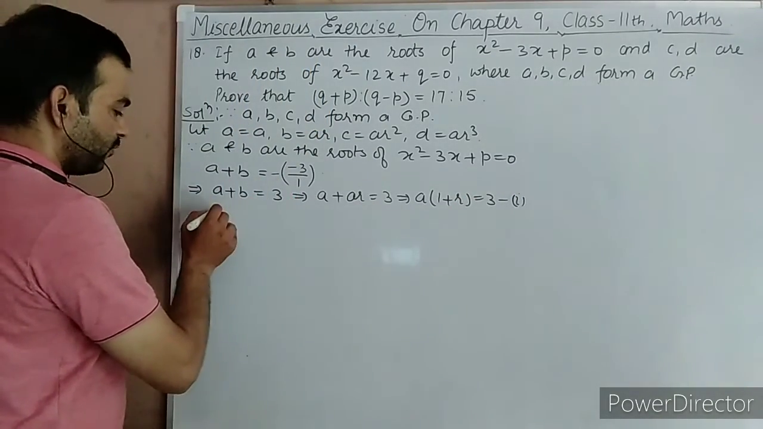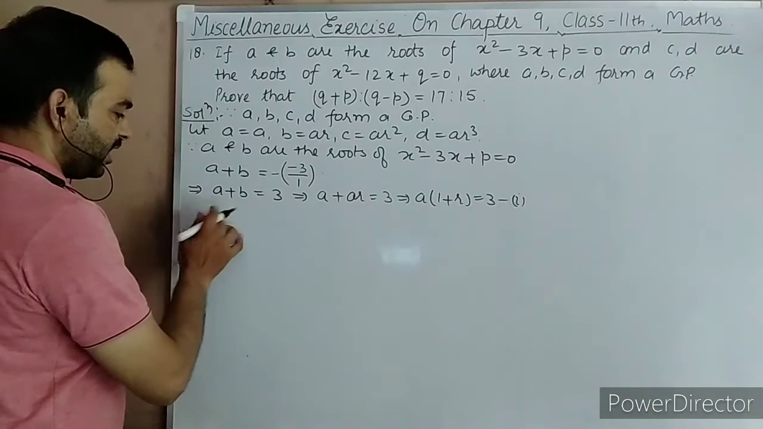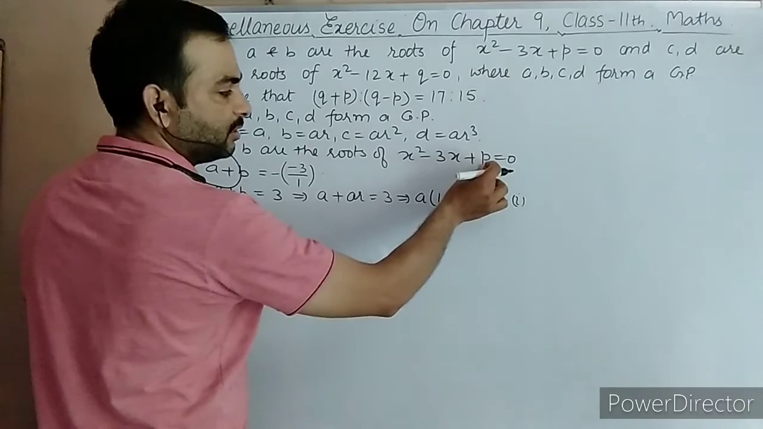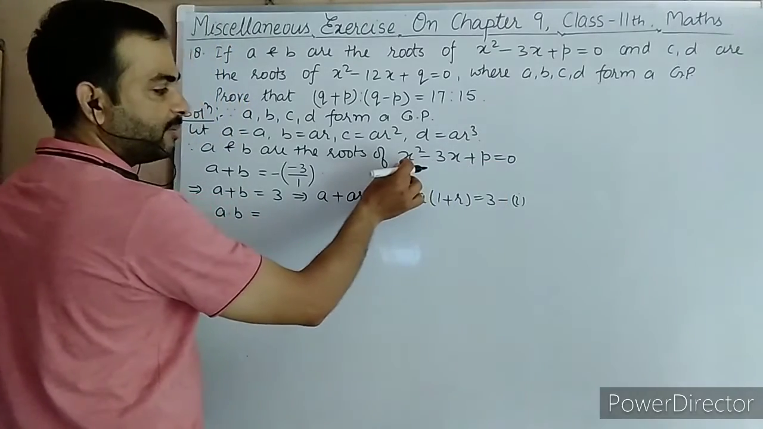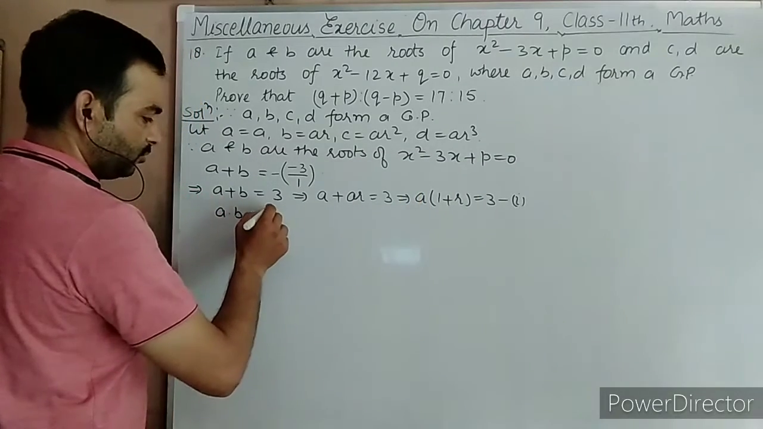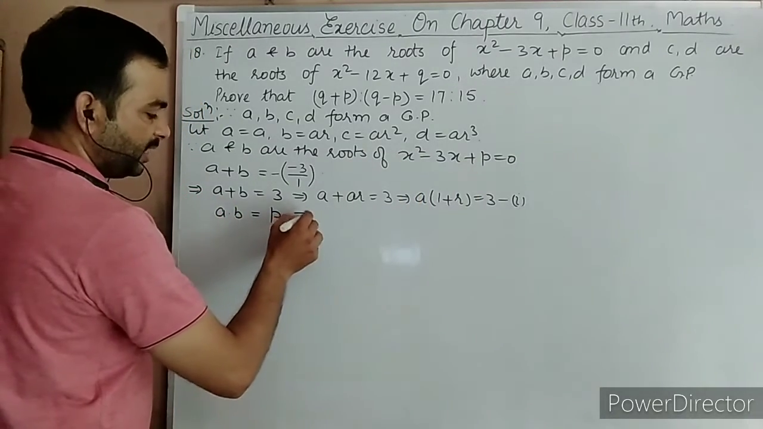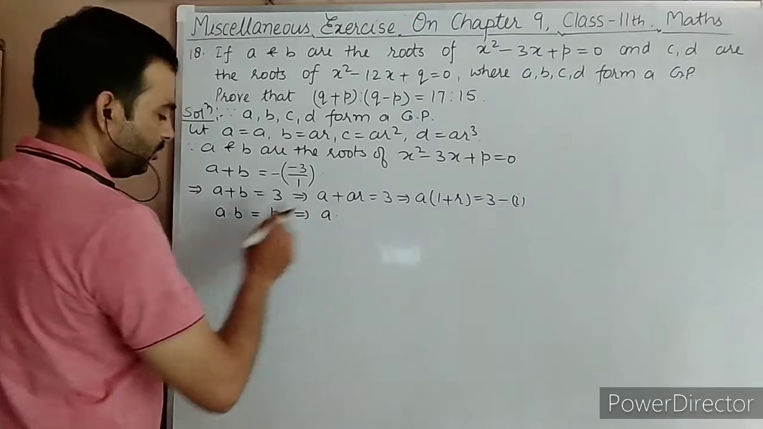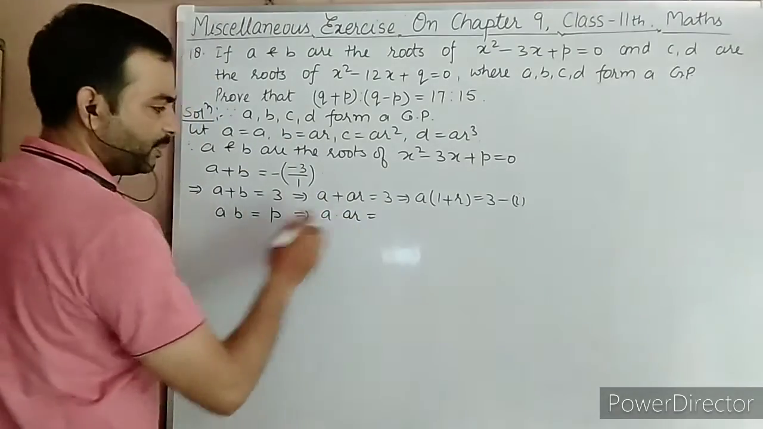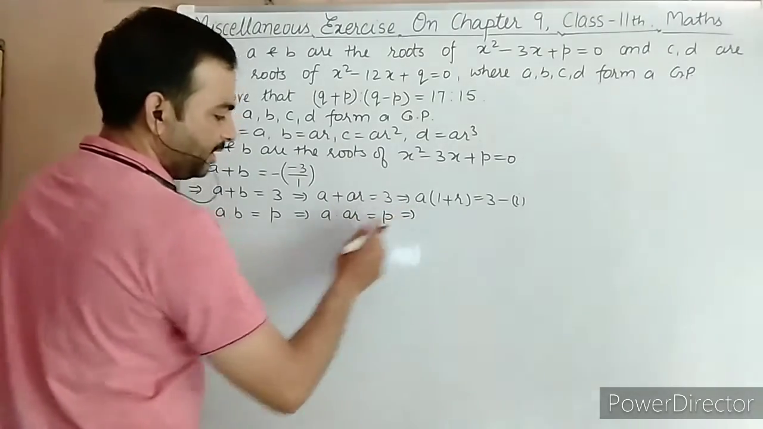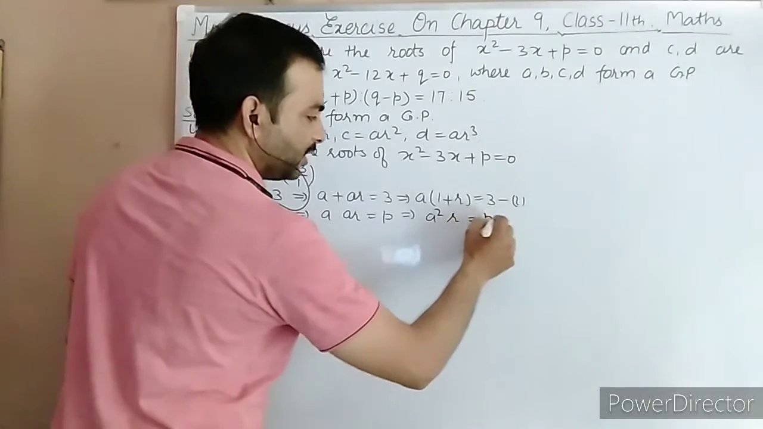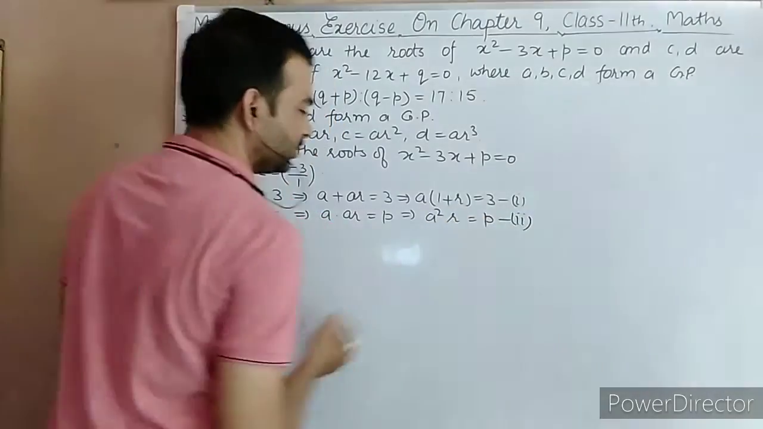Now the multiplication of roots, that is a into b, is the constant term divided by the coefficient of x², so here p by 1. So a into b is p. Replace a as a and b as ar, so a into ar is equal to p. This implies a²r = p. So it is the second equation.